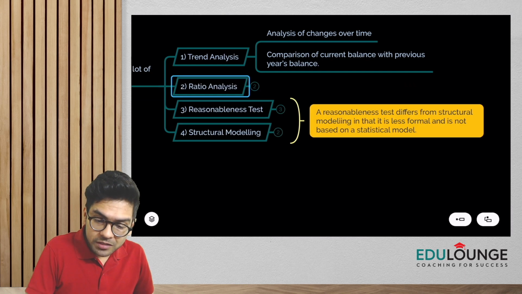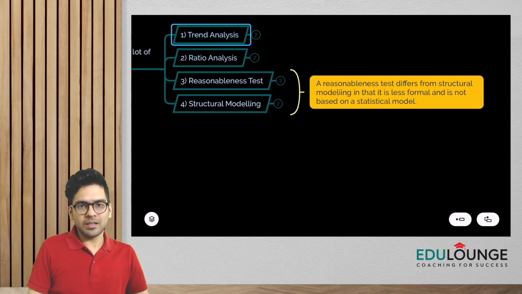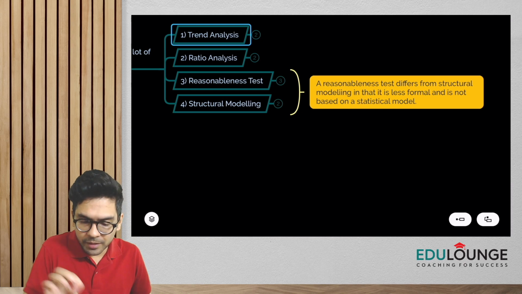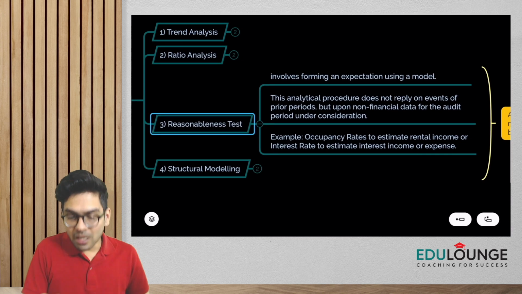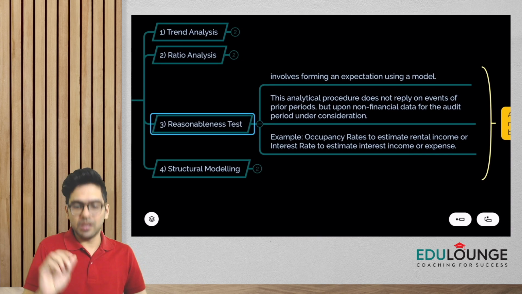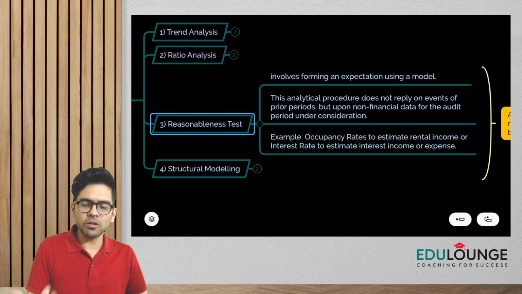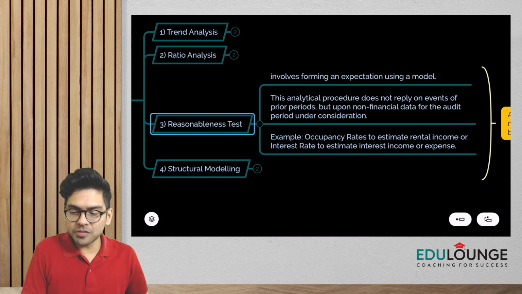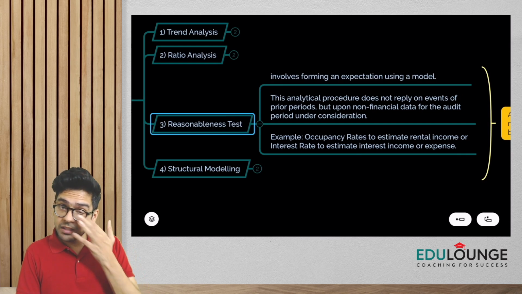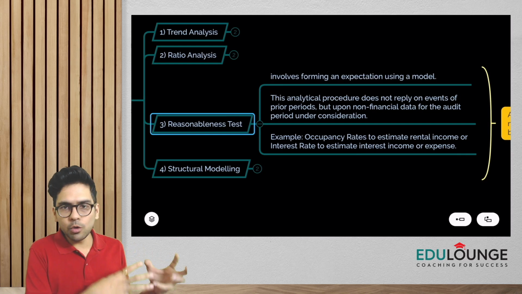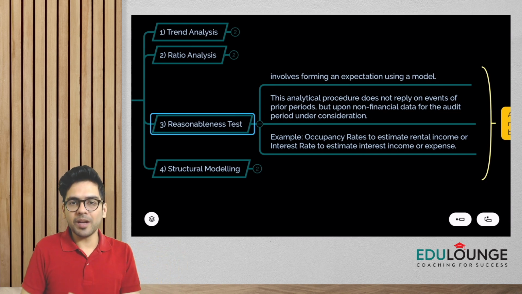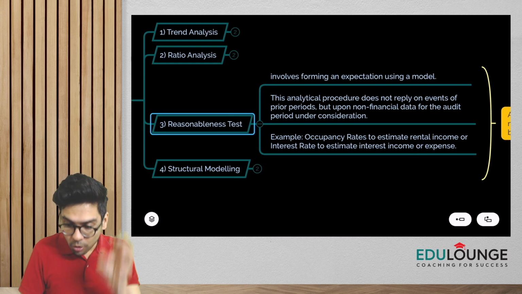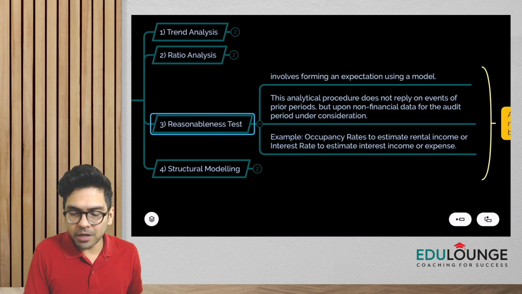But now, what is reasonableness test? Let's understand this. There are two more points: reasonableness test and structural modeling. So what is reasonableness test? It involves forming an expectation using a model. Okay, we use a model here. In structural modeling also we use a model, but the analytical procedure does not rely on events of prior periods, but upon, please remember this, when I say reasonableness test, I am not looking into anything of the prior periods, but I am developing my expectation using, please mark this, non-financial data for the audit period under consideration.